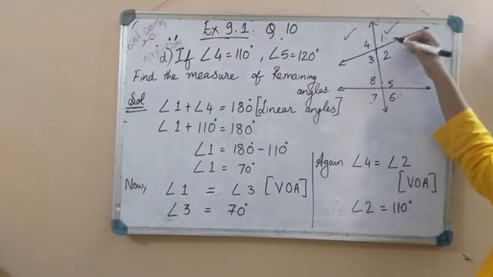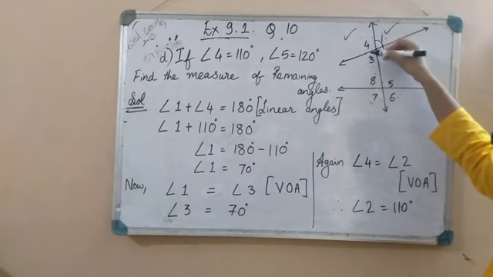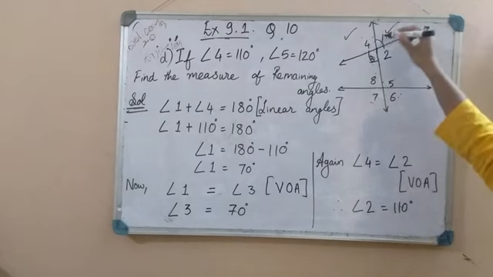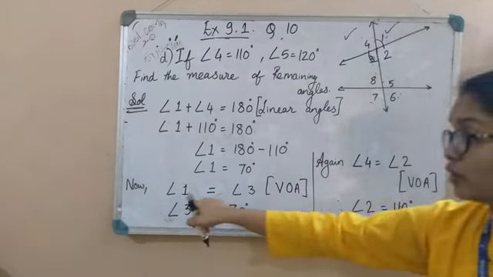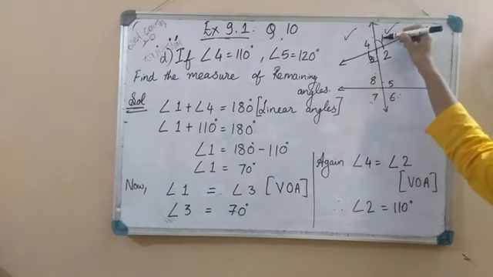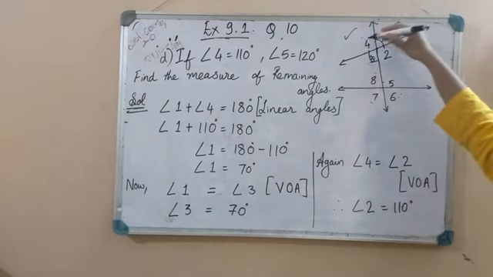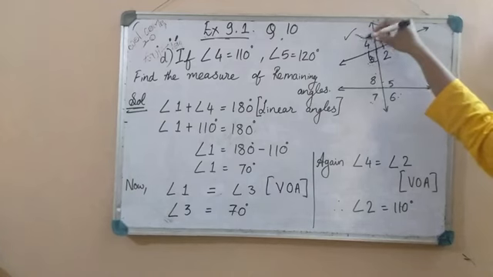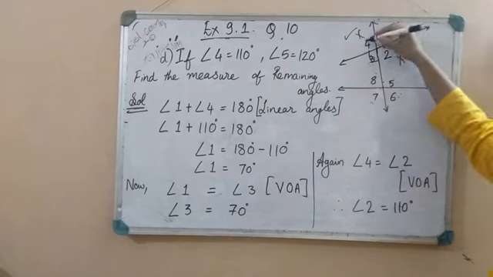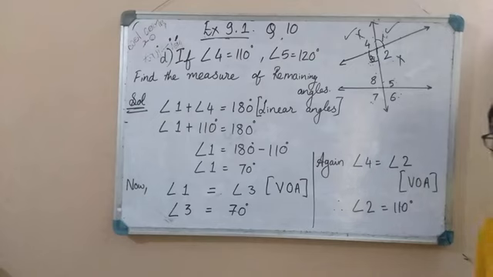Now, if you see from the figure, angle 1 and angle 3 are vertically opposite angles. We have written the names of vertically opposite angles, and vertically opposite angles are always equal. So, angle 1 and angle 3 will be equal. As we know, the measure of angle 1 is 70, so the measure of angle 3 will also be 70. Similarly, angle 4 and angle 2 are also vertically opposite angles. So, the measure of angle 4 equals the measure of angle 2. So, the measure of angle 2 will be 110.